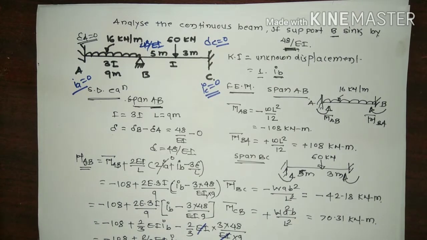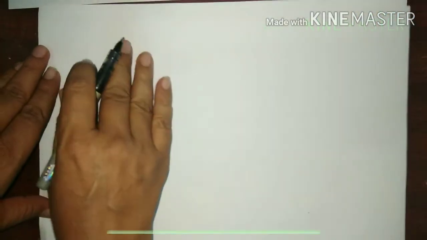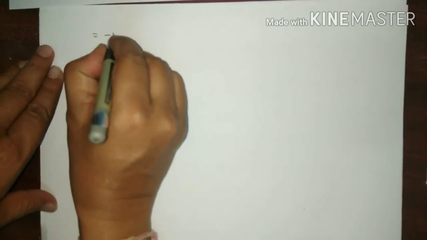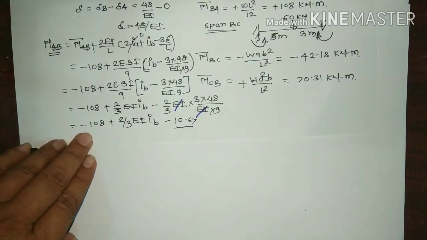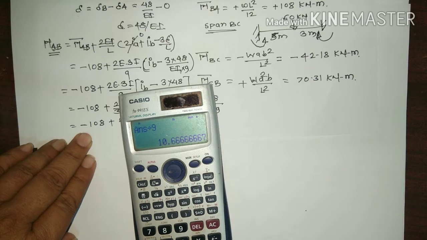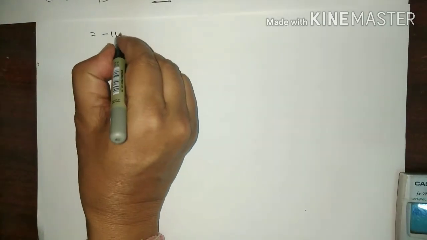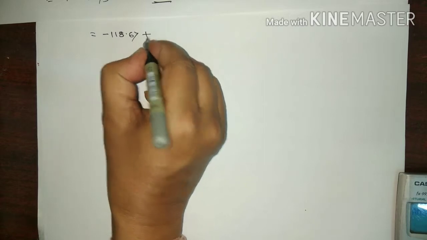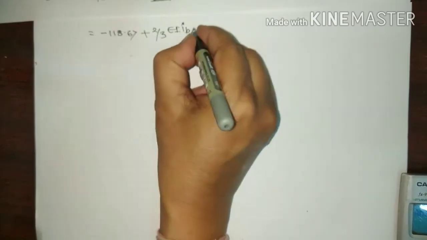So now final equation is equal to minus, now this is minus and this is minus, so this becomes what? Plus 108, this becomes 118.67 plus 2 by 3 EI θB. This is equation number 1.